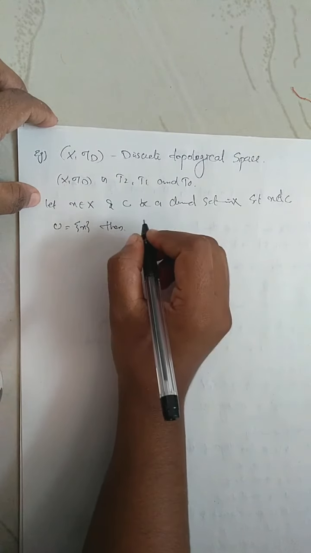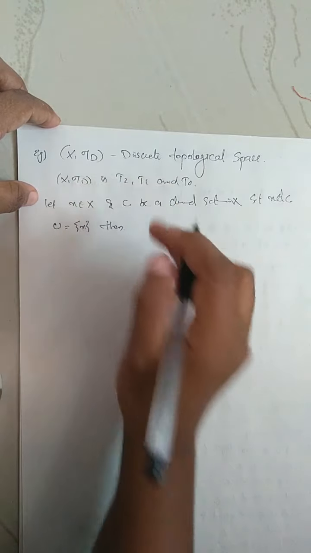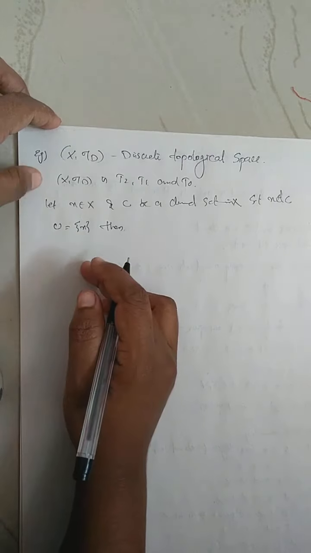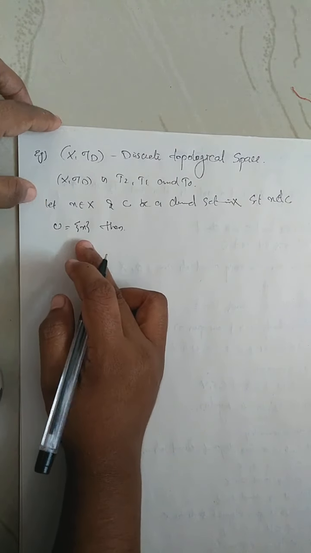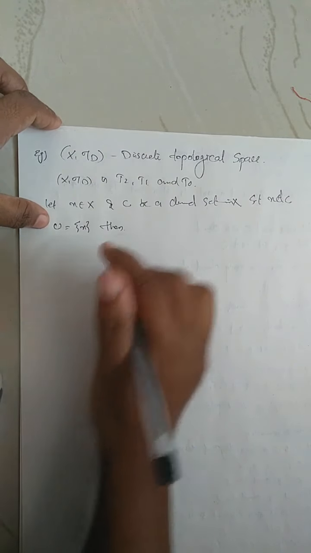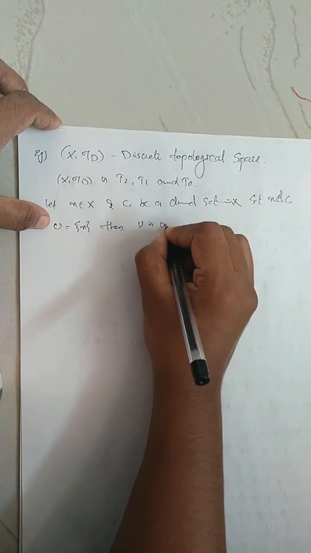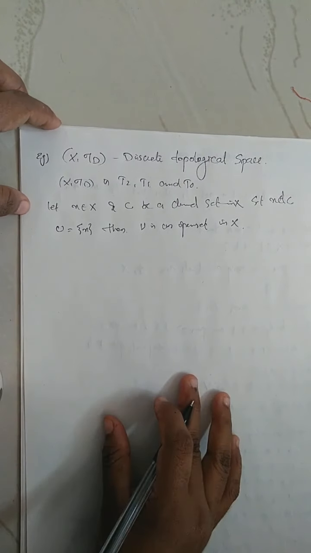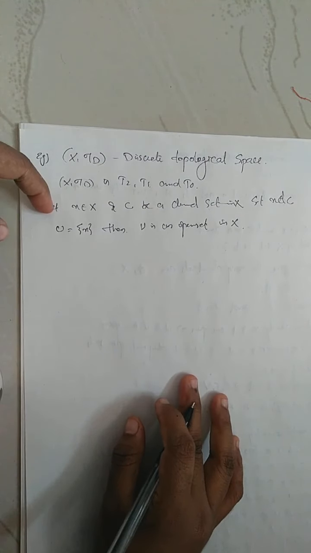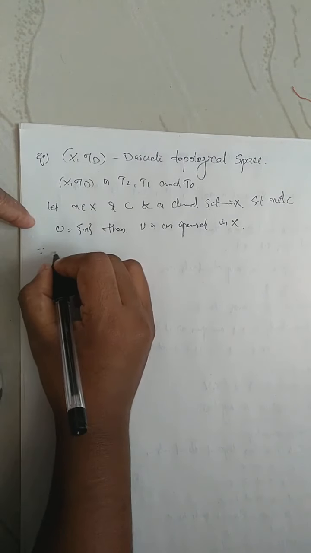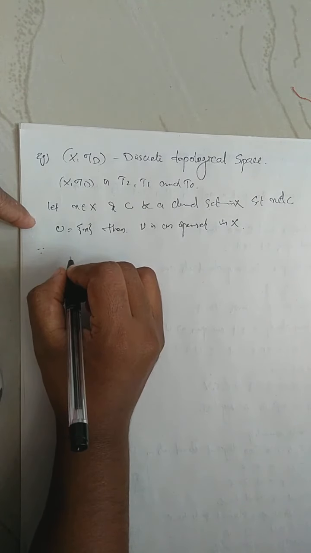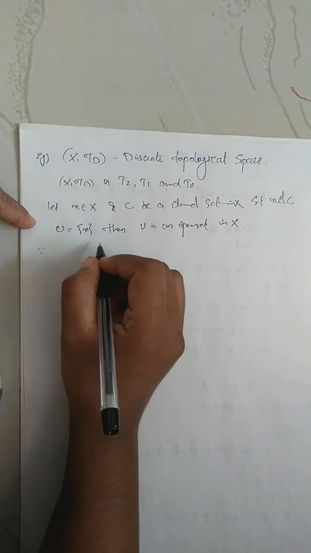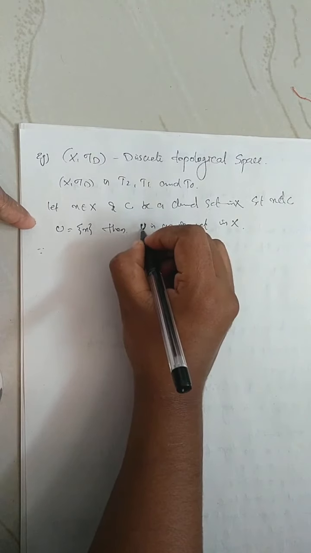In discrete topology every set will be closed and every set will be open, right? So singleton set {x} will be closed and singleton {x} will be open. So I consider singleton set {x} as an open set. Then U is an open set in X. Since the discrete topology has the property that every set is closed, singleton {x} is a closed set also.